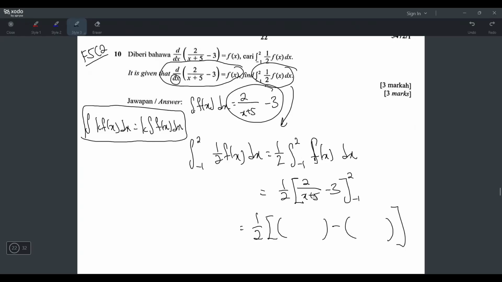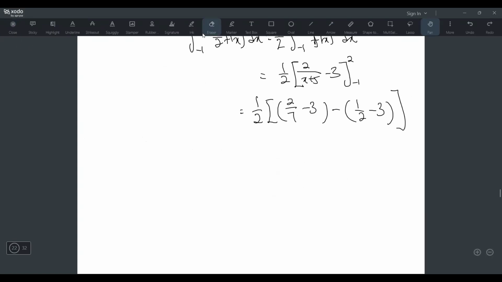Okay, so now let's sub 2. 2 plus 5, 7. So you're left with 2 over 7 minus 3. Now sub negative 1. Negative 1 plus 5, positive 4. And then 2 divided by positive 4 is 1 over 2. So it's 1 over 2 minus 3. And then now you use your calculator to help you finish the whole thing.